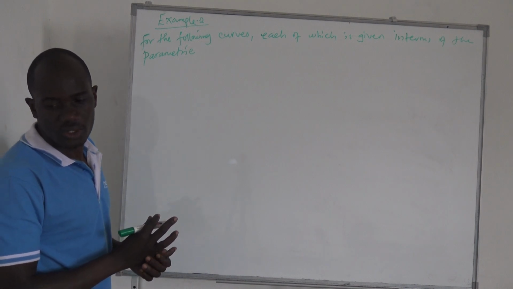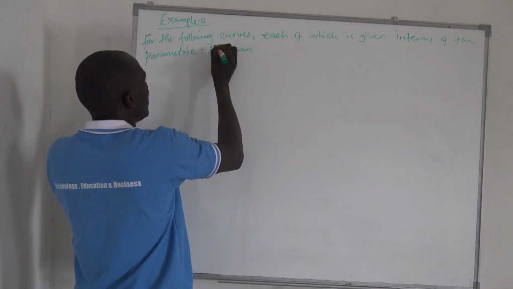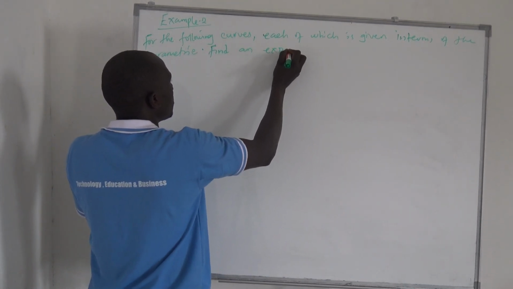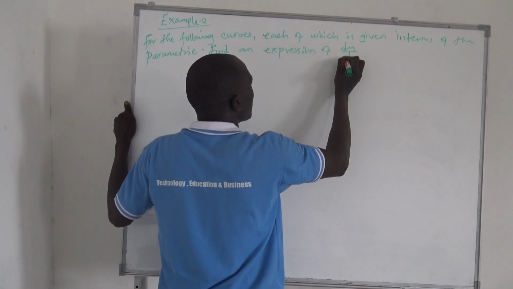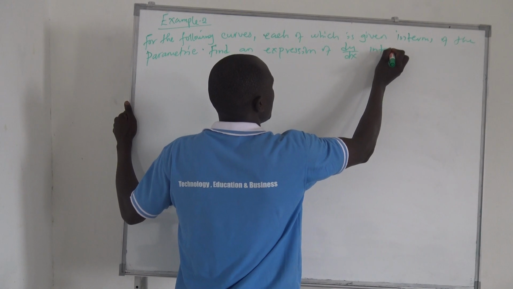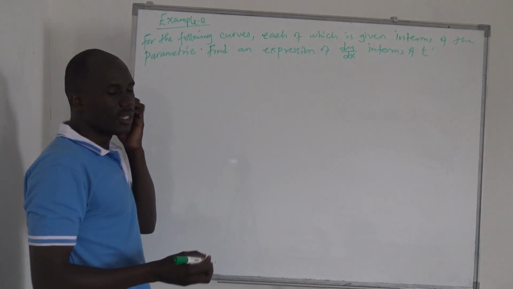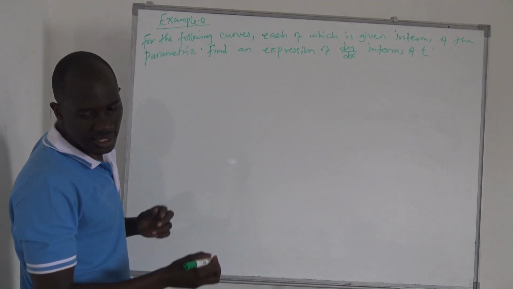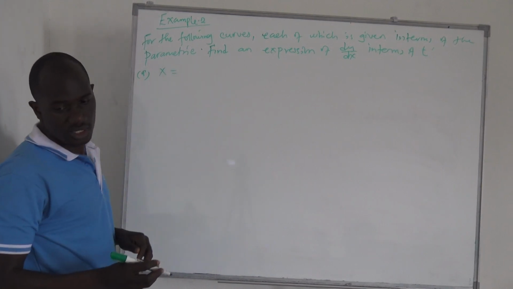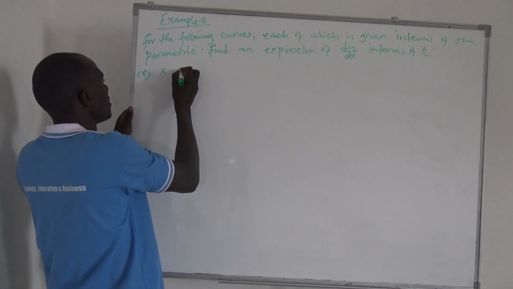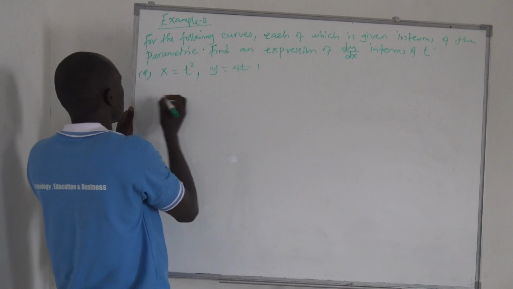Find an expression for dy/dx in terms of t. Part A: x equals t squared, y equals 4t minus 1.